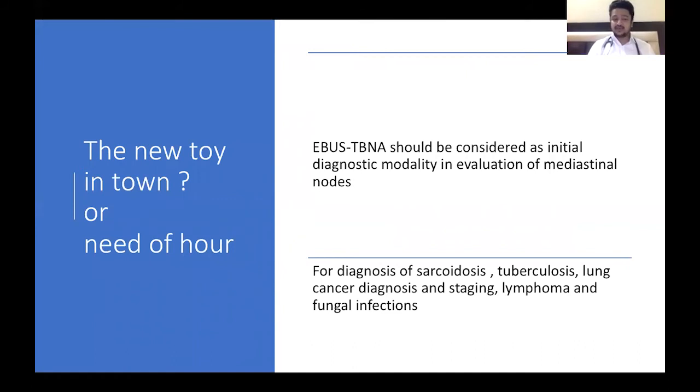So is that the new toy in town or a need of the hour? Yes, it is the need of the hour. EBUS TBNA should be considered as the initial diagnostic modality in evaluation of mediastinal nodes and for diagnosis of sarcoid, tuberculosis, lung cancer diagnosis and staging, lymphoma, and fungal infection.